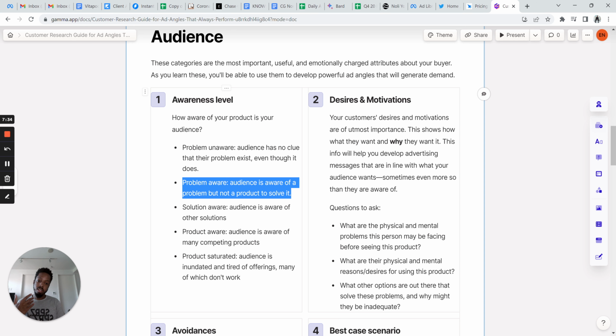But there actually are products to do this. So that's problem aware. The problem exists. It's just that it's not top of mind because there aren't really many ways out there that are in our faces to solve it. Now the last one, product saturated, right?